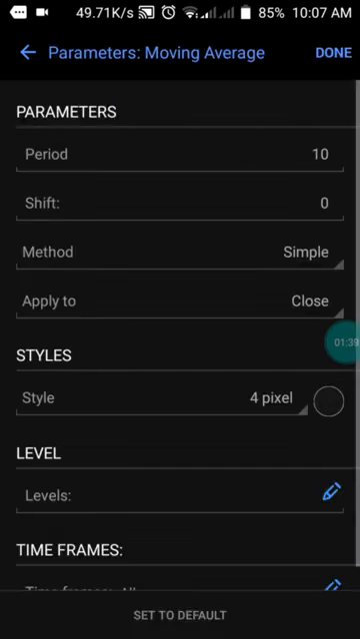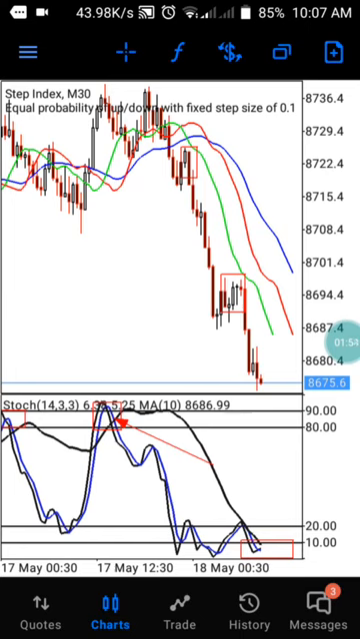Then you have your moving average: the period is 10, shift of 0, method simple, applied to close, and I'm choosing black as the color because my background is white. You press done, and you will have the same settings the way I have it here on my step index 30-minute time frame. I'm going to show you exactly how you can trade with this strategy on the 30-minute time frame, and I'm also going to show you the 15-minute time frame.